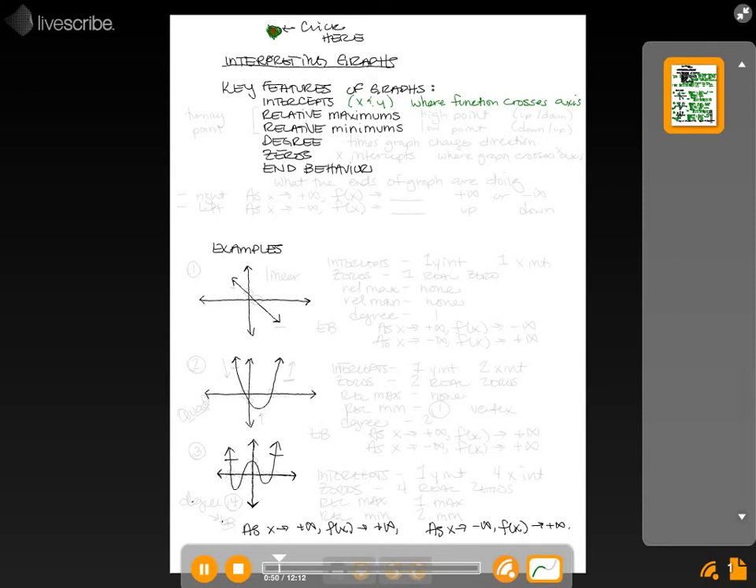And you may have more than one. You could have several x-intercepts, and you could have several y-intercepts. Now if you have more than one y-intercept, it's probably not a function, but if we're looking at a graph, you have both of those, and it's where they cross the appropriate axis.